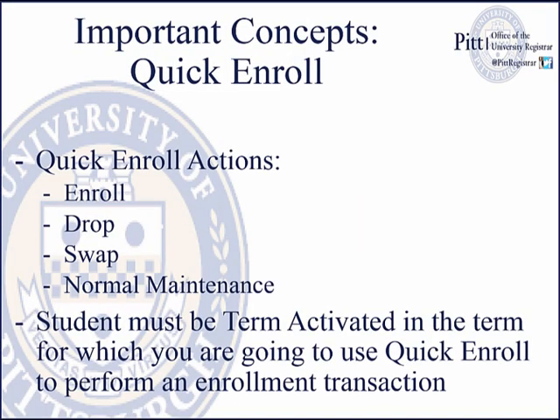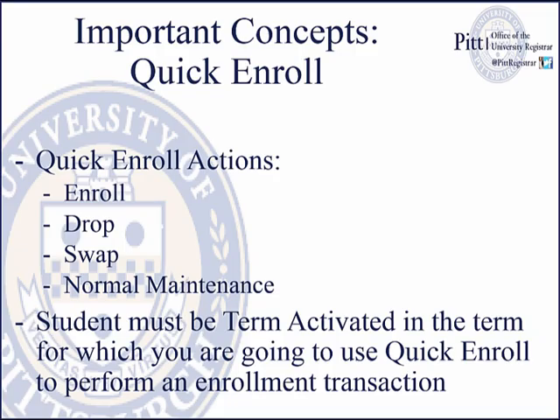Some important Quick Enroll concepts include: first, the four actions that are most frequently used are enroll, drop, swap, and normal maintenance. Enroll is used to enroll a student in a class. Drop is used to drop a student from a class. Swap is used when a student wants to potentially drop a class, but is not sure that he or she is going to get into the replacement class. And normal maintenance is used when changing the number of credits for which a student is taking a variable credit class, changing an instructor of a class where there are multiple instructor options, and a few other situations.